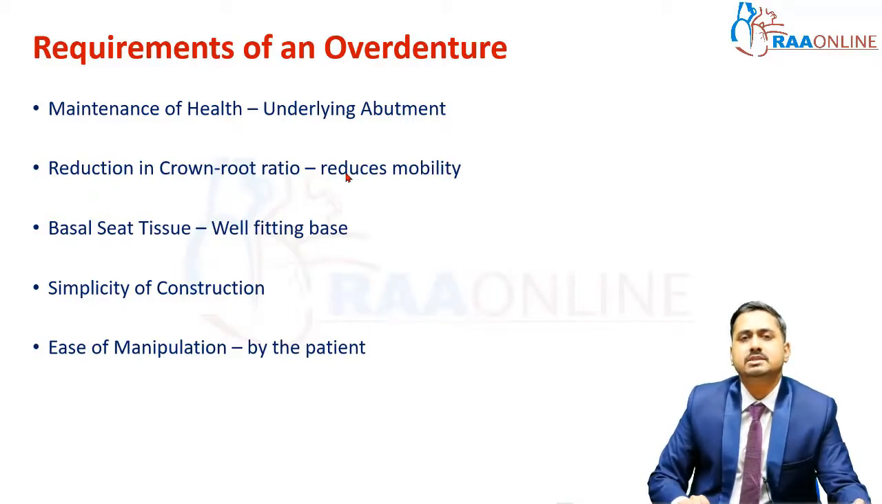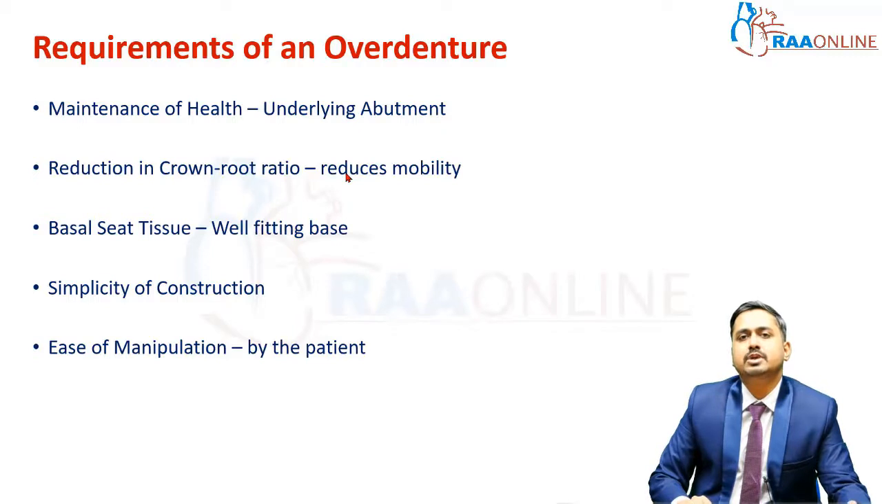Next comes your basal seat tissue. Even though your overdenture support is derived from your teeth as well as your distal extension or your remaining basal seat areas, you have to make sure the denture base is properly adapted just like that of your conventional dentures. Only then will you derive adequate support both from the residual alveolar ridges and the covering mucosa as well as the abutment teeth. The construction has to be simple and easy to manipulate.